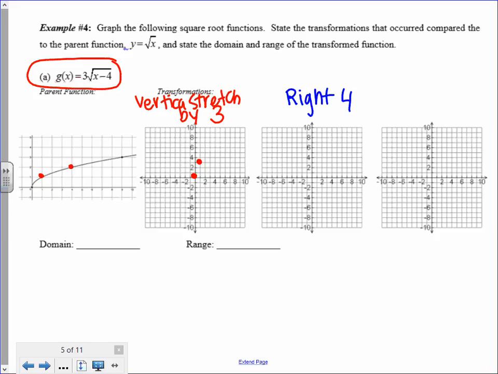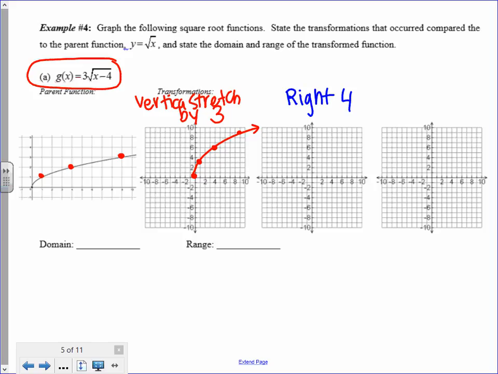Then I have 4, 2. Which number do I multiply by 3? The x or the y? The y, vertical. So 2 times 3 is? 6. Yep, so I'm at 4, 6 now. And then 9, 3. It's going to be at 9, 9, yes. So way up here. And those are all my points, so I'm going to connect those. And that's when I just stretch the graph vertically by 3.